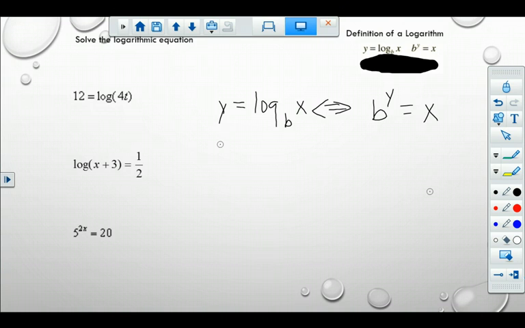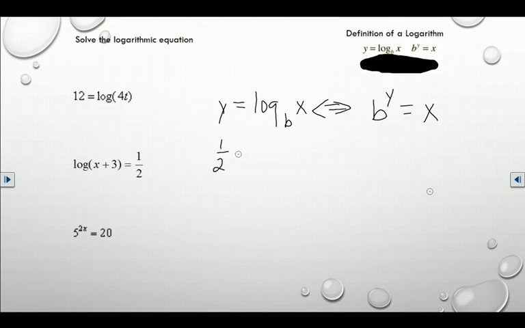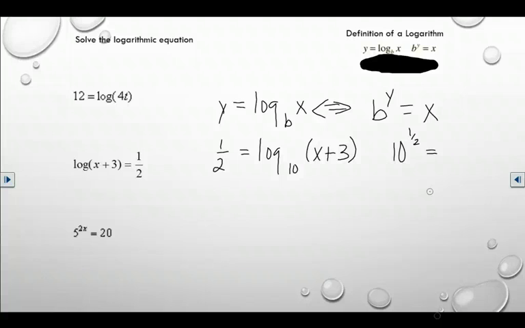So 1/2 is equal to log base 10 of x plus 3. So what is b? To the, oh my gosh, that's number 6. Exponential rule number 6. The square root of 10, which is 3.1, right? How did I know 3.1? Because square root of 9 is 3. So what's square root of 10? No, let me use my calculator. 3.1 is equal to x plus 3.